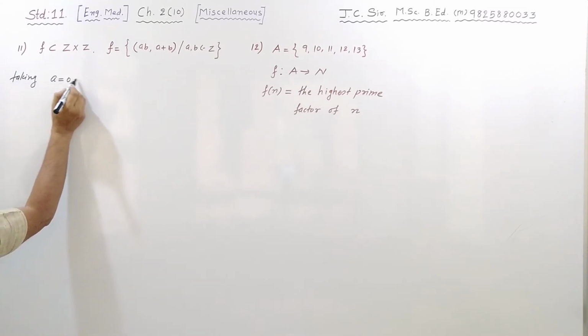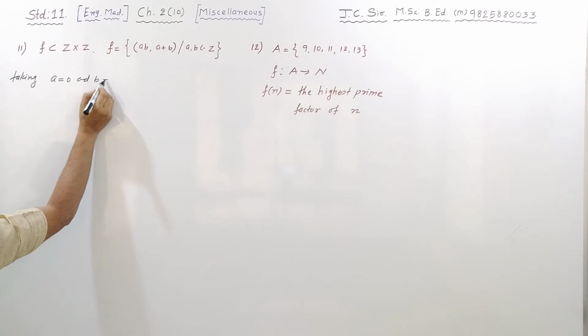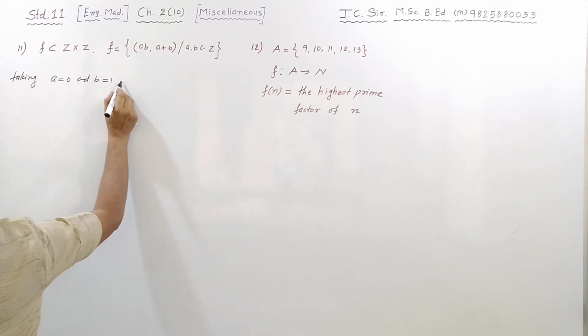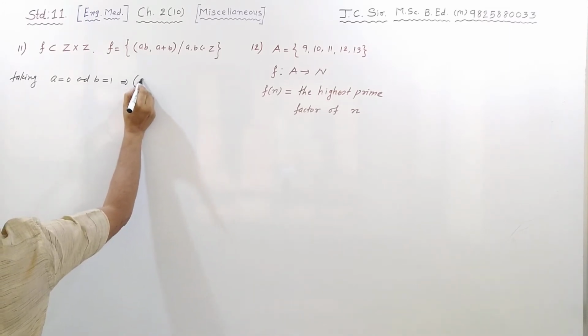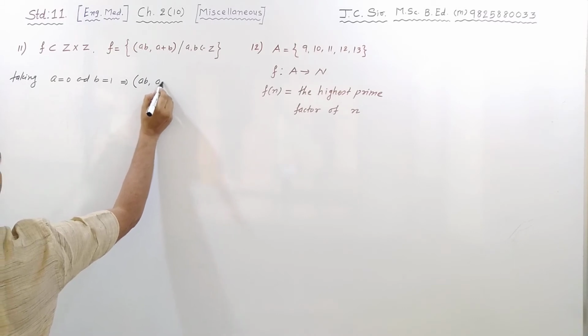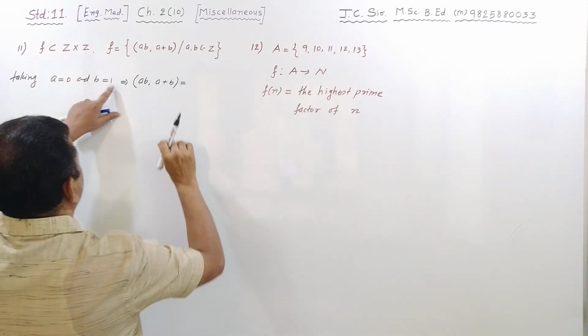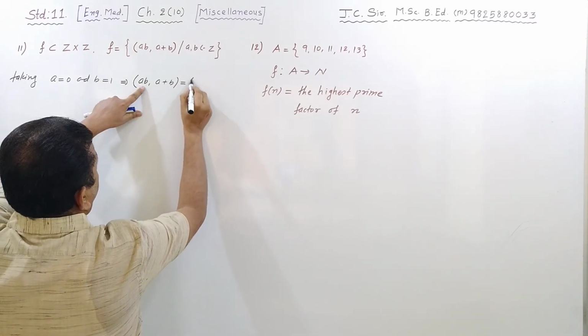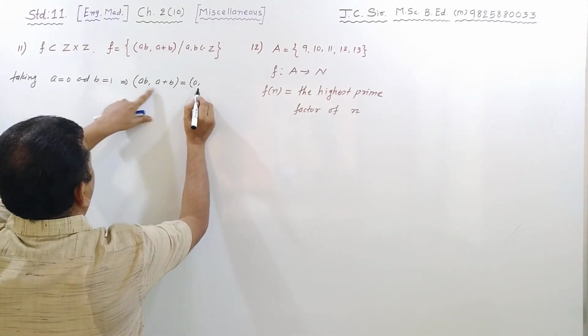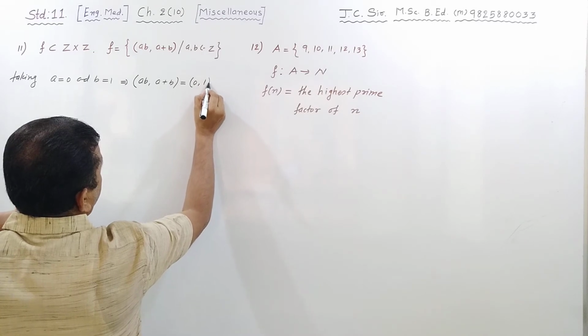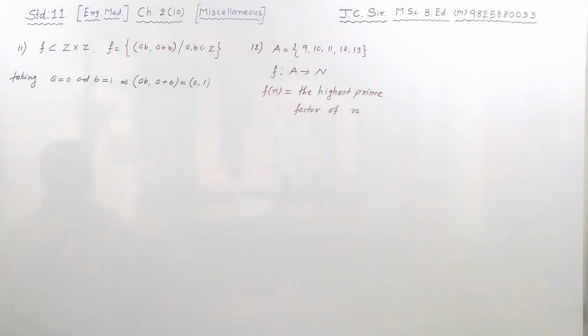A equal to 0 and B is equal to 1, that implies the order pair AB A plus B will be, see, taking A equal to 0 and B equal to 1, 0 into 1 is 0, 0 plus 1 is 1, so 0 1 is an element of this relation F, so 0 has image 1.